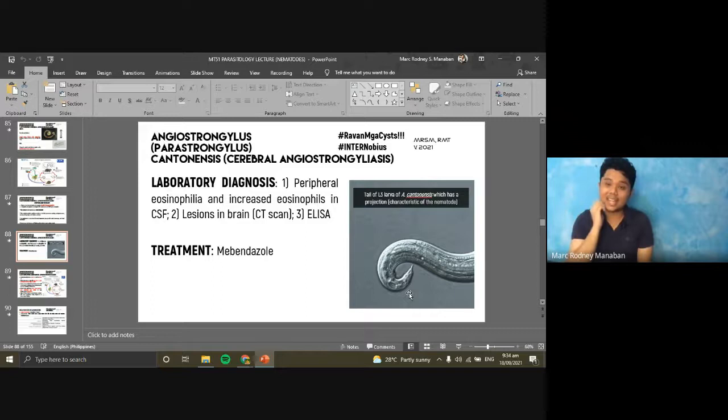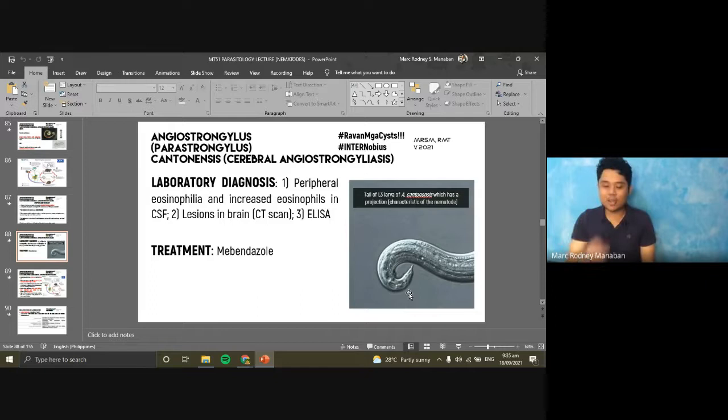So, Angiostrongylus cantonensis, again, causes cerebral angiostrongyliasis. What we have to take note of: barber's pole appearance in the female adult, press the buzzer, Angiostrongylus cantonensis. And another one, eosinophilic meningoencephalitis. Ang daming mga pwedeng itanong. Okay? Eosinophilic meningoencephalitis. Alright.